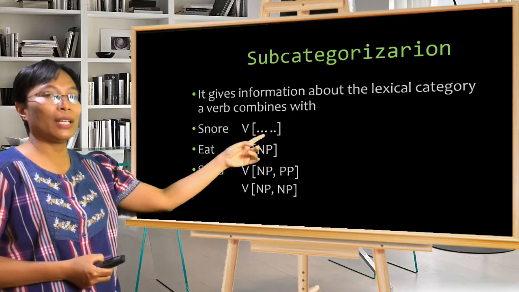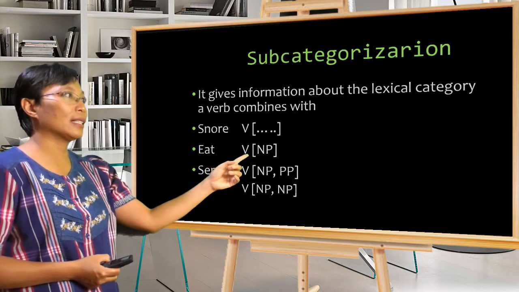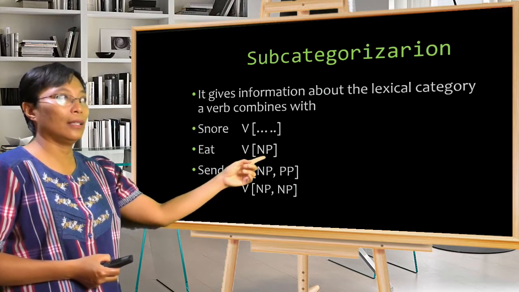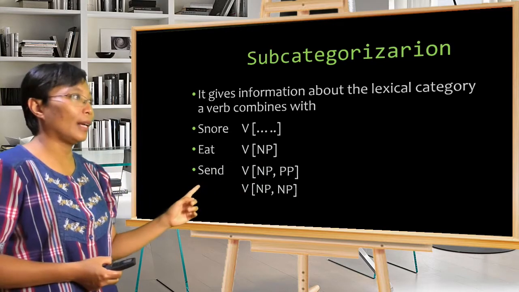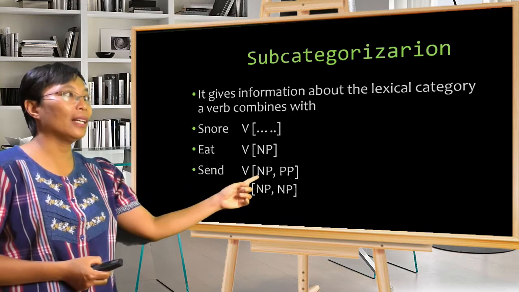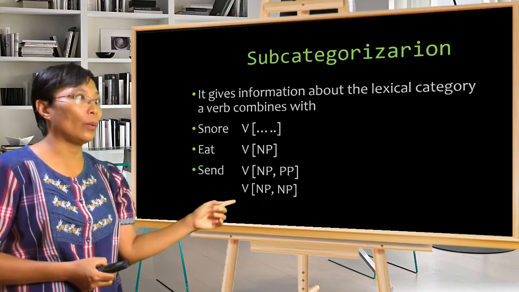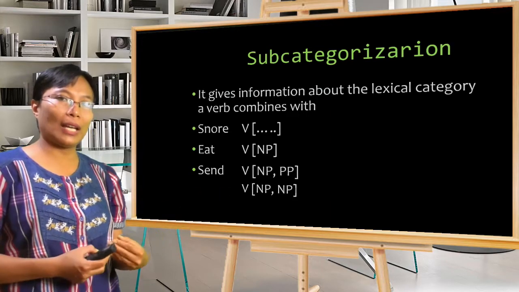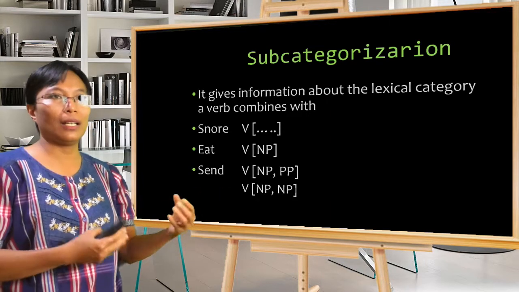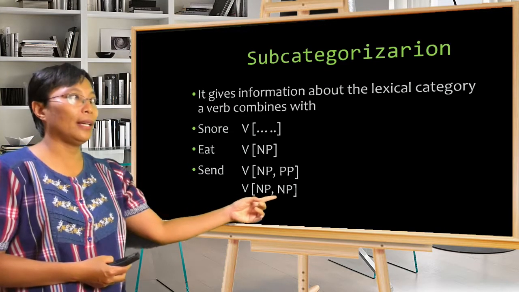Because snore is an intransitive verb. What about eat? Eat needs an NP. And then send. Send needs something that is sent to someone. Or we can also say, I sent my husband a new computer. So here we have verb, NP, and NP.